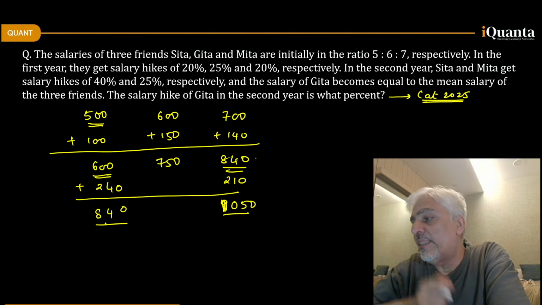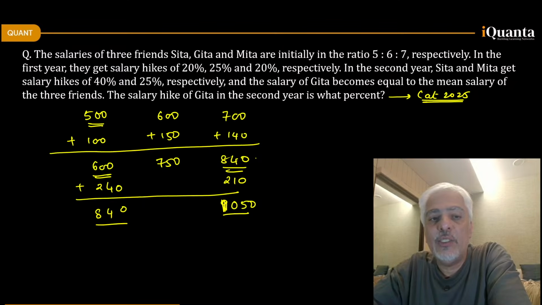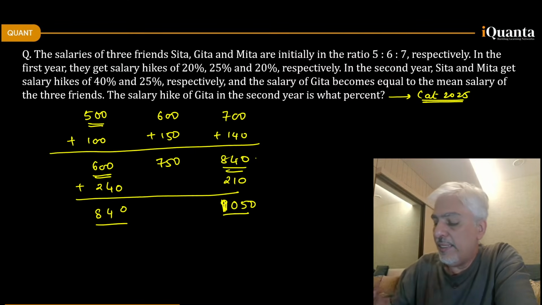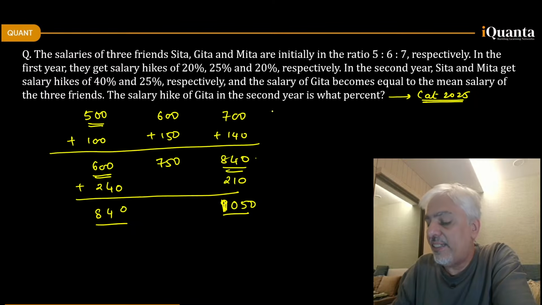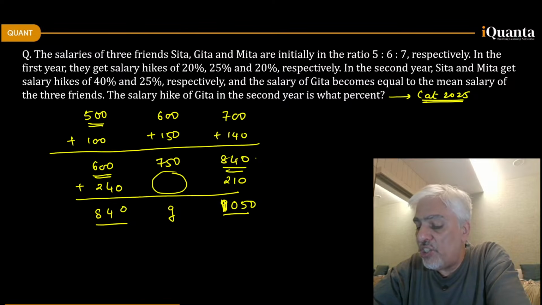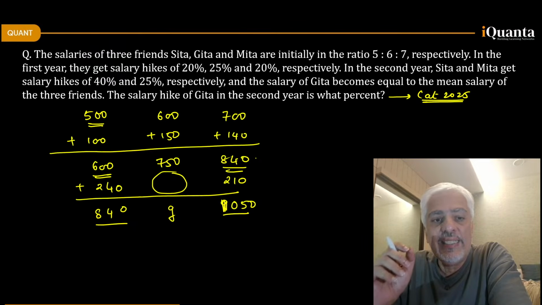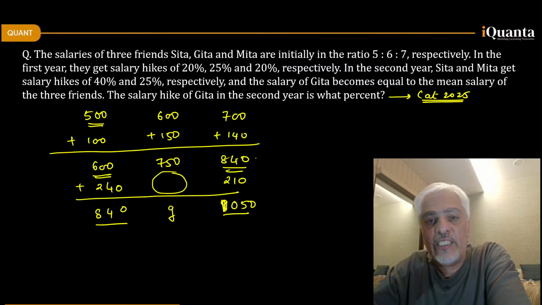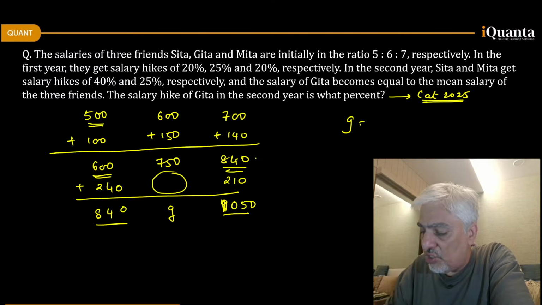Now comes a very important step. Everybody just pay attention for 1 second. Don't write anything, just listen to what I'm saying. They have said Geeta's final salary. So there is some increment which I don't know. They are saying Geeta's final salary is the average salary of all three. So what they are saying is G is equal to 840 plus G plus 1050 divided by 3.